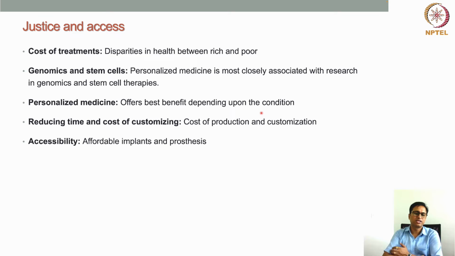So this is another issue or another concern in case of justice and access, whether cost can be the time. Another thing is, suppose somebody is waiting for an organ, they are under some support, so they need a transplant immediately. So how can we produce this kind of organs or tissue in a shorter time?